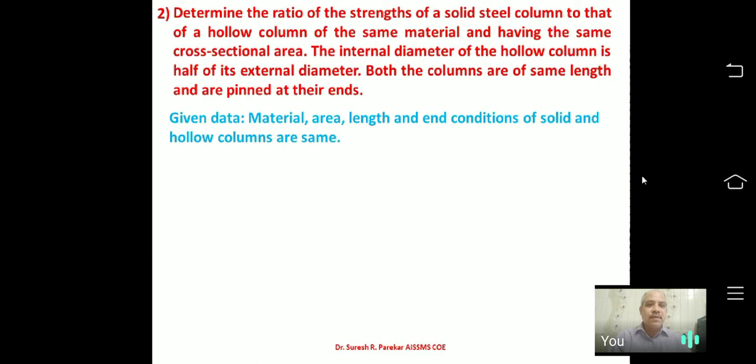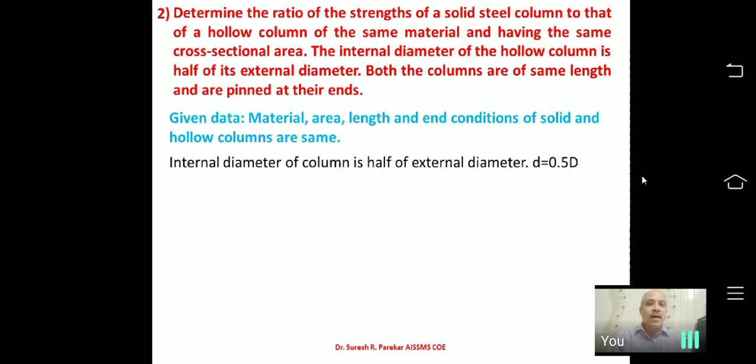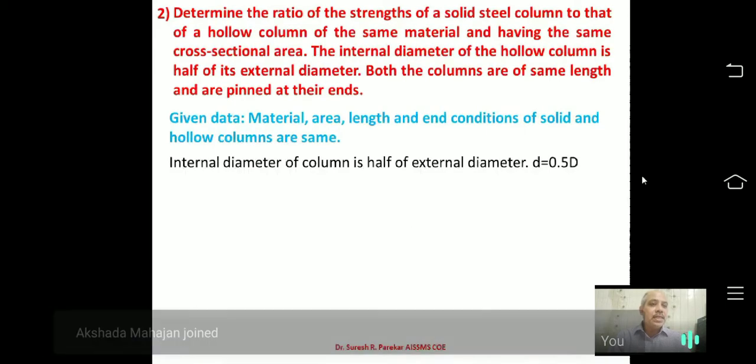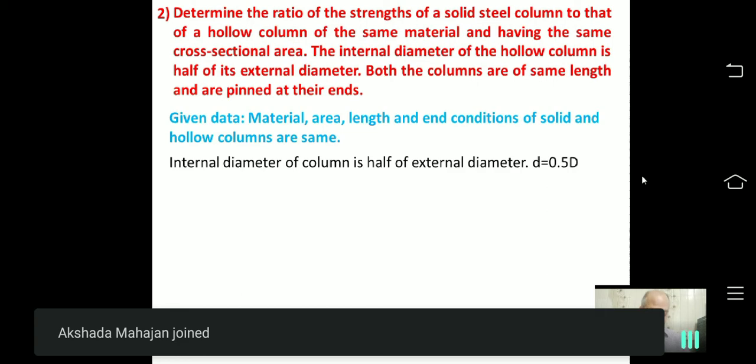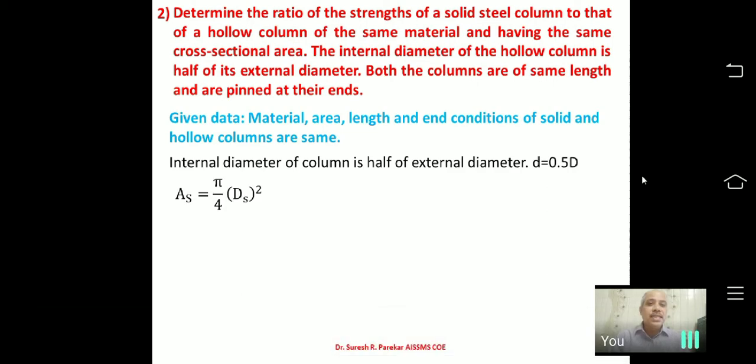Now you can see, we will go step by step. We have internal diameter given, that is equal to half of the external. So we have considered capital D to be the external diameter of the hollow column, and small d is the internal diameter of the hollow column. So now we know this. Let d suffix s be the diameter of the solid column.